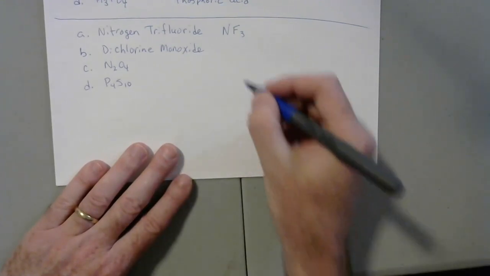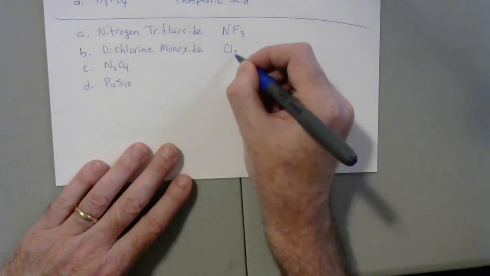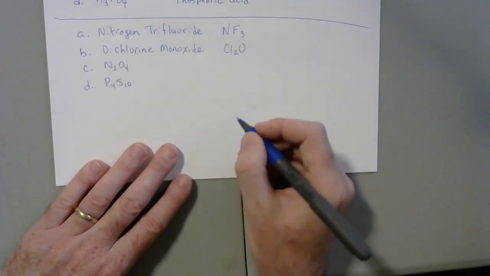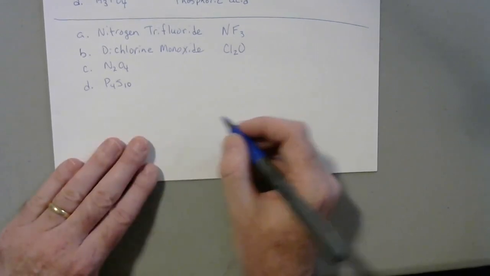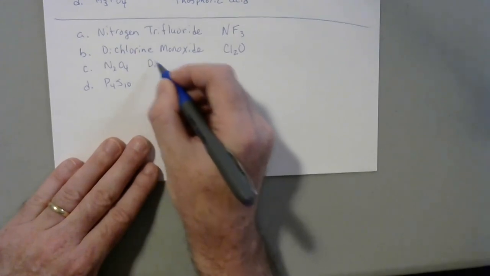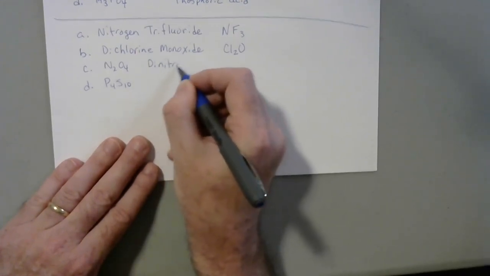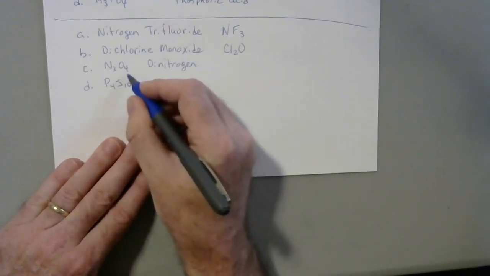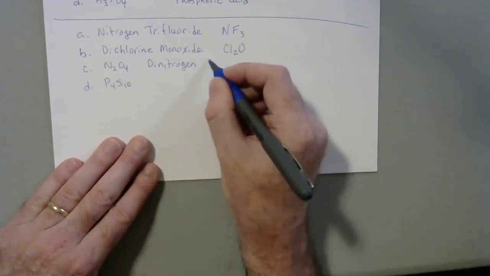So in some ways, these are the easiest ones to do. Dichlorine monoxide, so 2 chlorine, Cl2. Monoxide, just one oxygen, Cl2O. N2O4, that means 2 nitrogens is dinitrogen. And 4 oxygen. So we're going to write the tetra, but we're going to leave the A out.